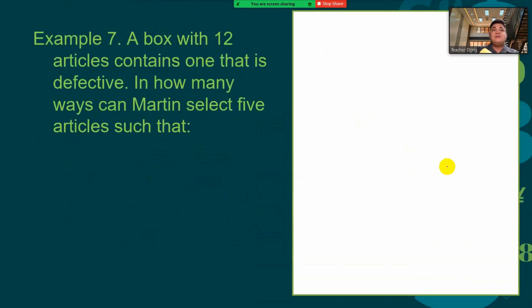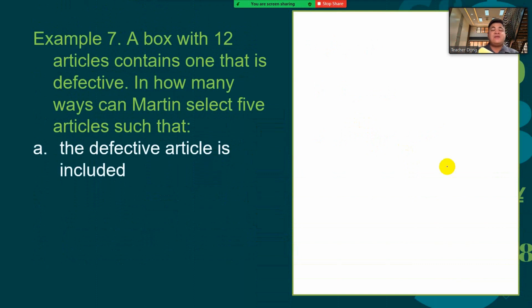A box with 12 articles contains one that is defective. In how many ways can Martin select 5 articles such that the defective article is included? So in this specific problem, you have to analyze that we have a total of 12 articles, but one of those 12 is defective. And then we are choosing 5 articles out of those 12. So for letter A, we have to include the defective article. So we have to analyze this differently.